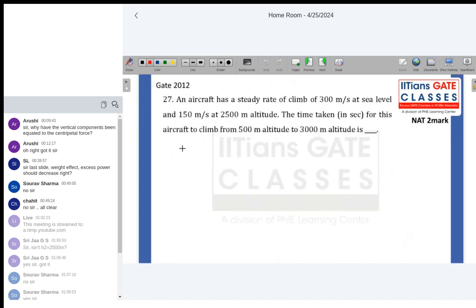GATE 2012, question number 27. An aircraft has a steady rate of climb of 300 meter per second at sea level, 500 meter per second at the 2500 meter altitude. The time taken in seconds for this aircraft to climb from 500 meter to 3000 meter altitude is dash.